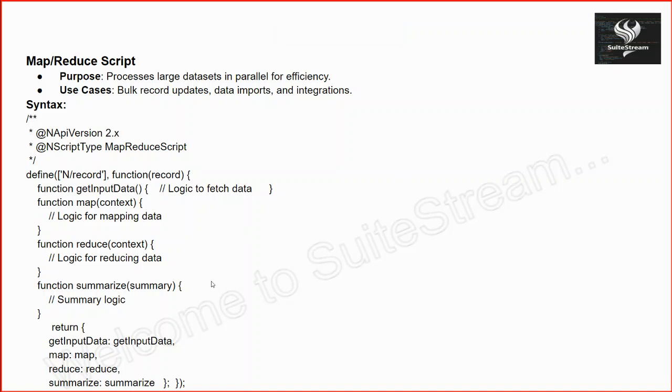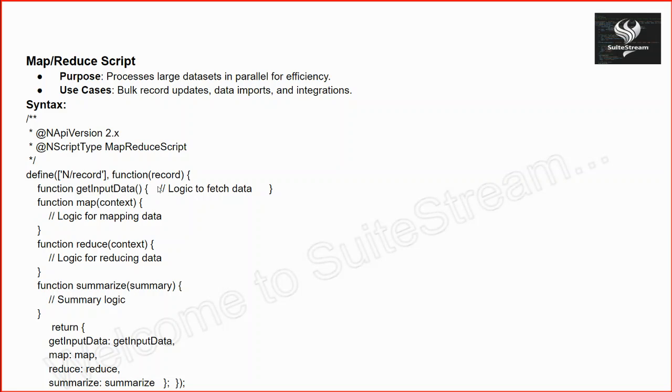Each function has its own job. In the getInputData function we define our requirement: it will retrieve the data from NetSuite. For example, it will fetch the data and hand it over to the map function. Basically, in the getInputData function we are defining the logic for how we can retrieve the data and how we can send the data to other functions.